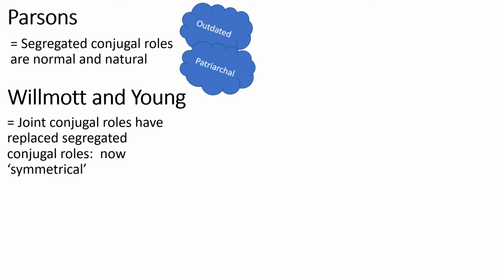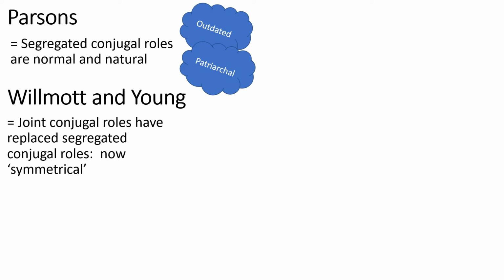So Wilmot and Young are also functionalists, but they were writing a bit later. So while Parsons might be outdated, we could then say, however, other theorists such as Wilmot and Young have developed Parsons' ideas about the nuclear family and recognised that they are no longer segregated, they are now more likely to be joint. So they are now much more symmetrical.